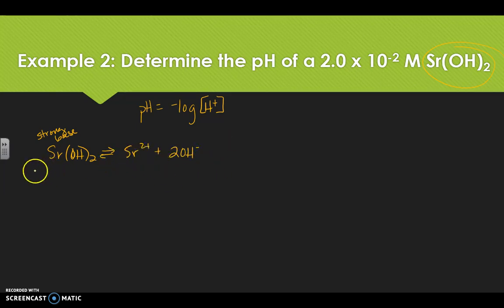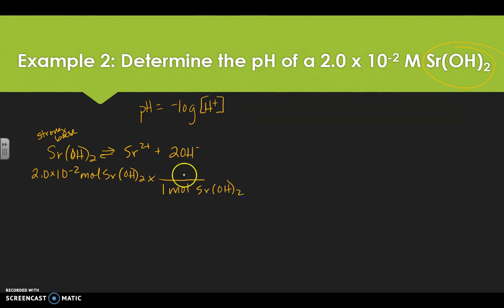We know that we have 2.0 times 10 to the negative 2 moles of strontium hydroxide. So let's figure out how many moles of hydroxide ion we have. We know that the mole ratio here is a 1 to 2 ratio. When we do our math here, that ends up giving us a hydroxide ion concentration of 4.0 times 10 to the negative 2 per 1 liter, which is the same thing as molarity. And this is for our hydroxide ions.